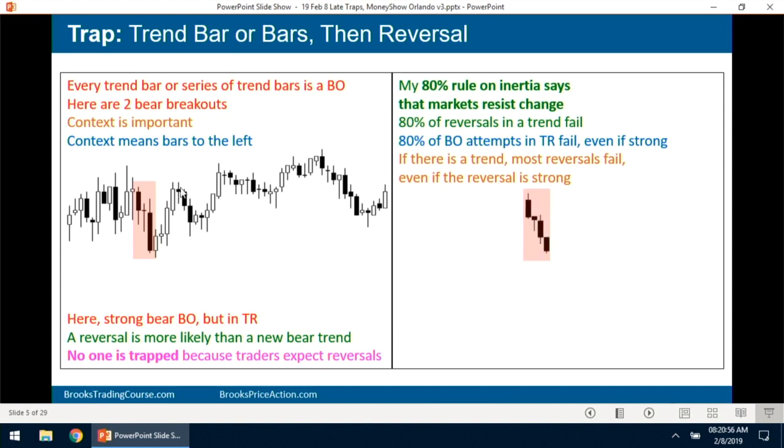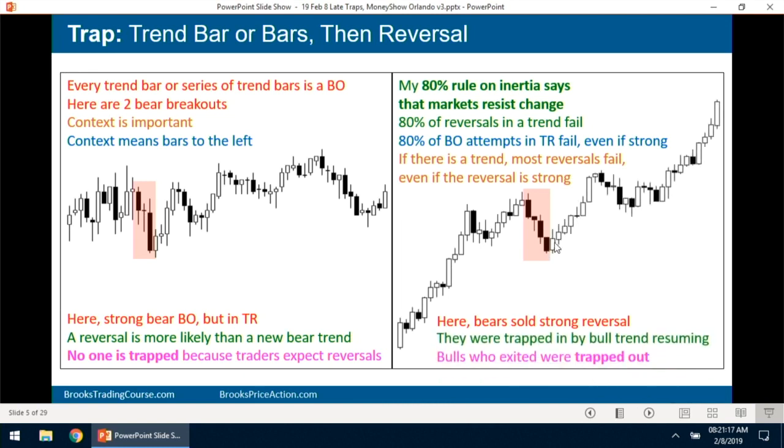Again, this is very similar to this, but the context is important. And here, you're getting a very strong sell-off in a bull trend. And it's strong enough to make traders think there's going to be a second leg down. So there are traders selling here, expecting at least a small second leg down.